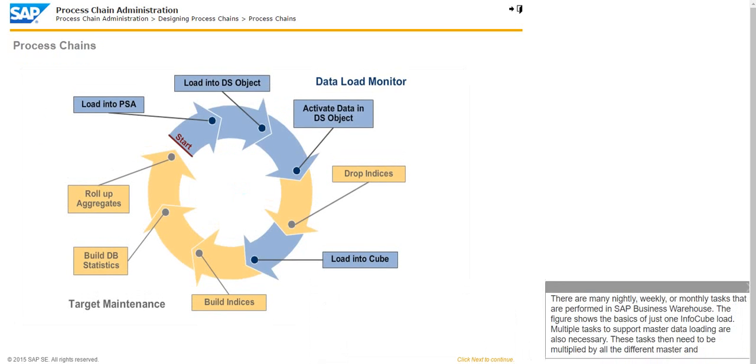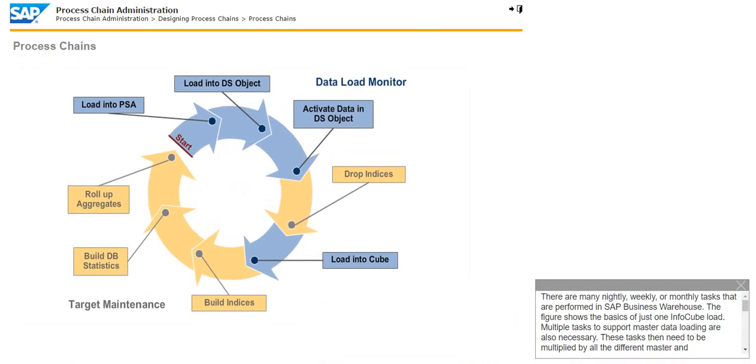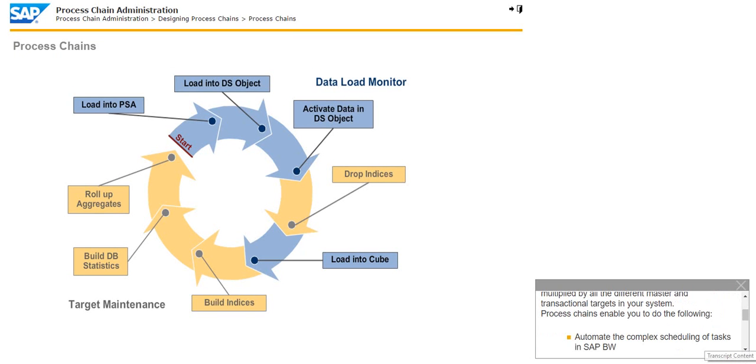There are many nightly, weekly, or monthly tasks that are performed in SAP Business Warehouse. The figure shows the basics of just one InfoCube load. Multiple tasks to support master data loading are also necessary. These tasks then need to be multiplied by all the different master and transactional targets in your system.